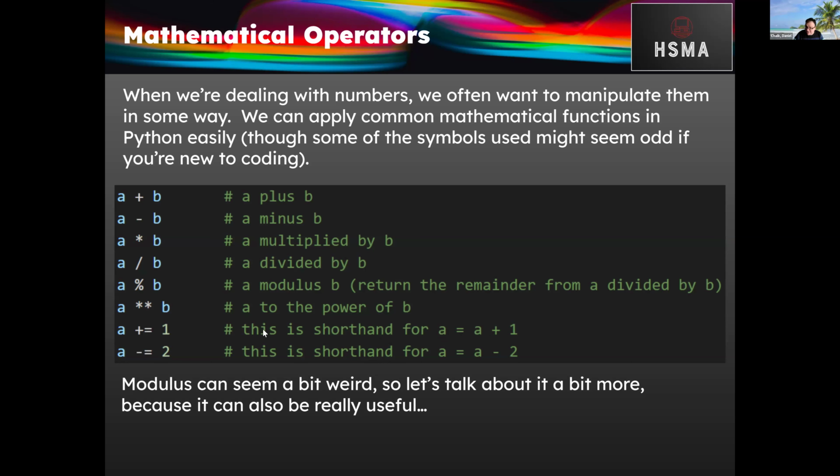But a neat little shorthand you can do in Python, rather than say A equals A plus 1, because you do that kind of thing quite often, you can use this instead. You can say A plus equals 1, and that's basically just shorthand for A equals A plus 1. Because it's done so commonly, you can use this little shorthand notation. And that works for decrementing as well. So you can say A minus equals 2, or whatever the number is, and that's shorthand for A equals A minus 2.